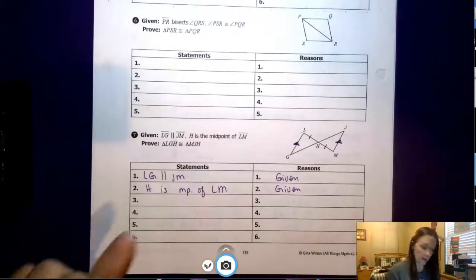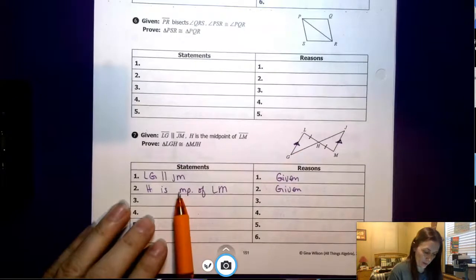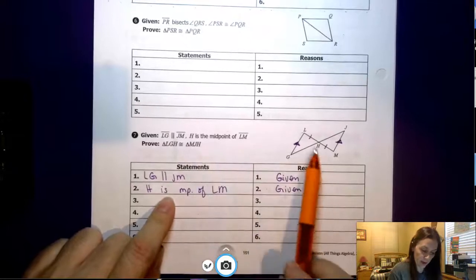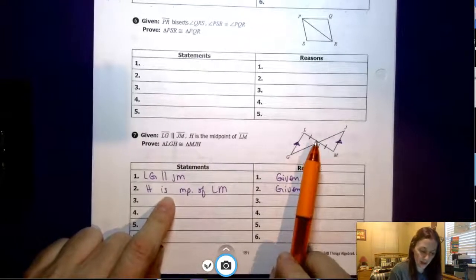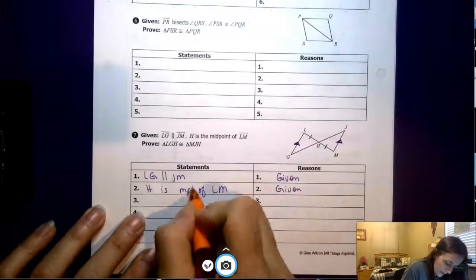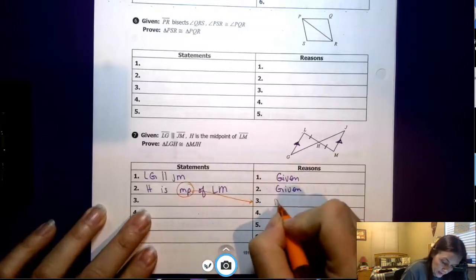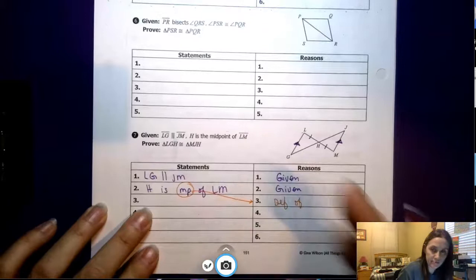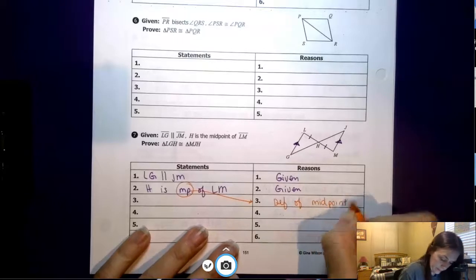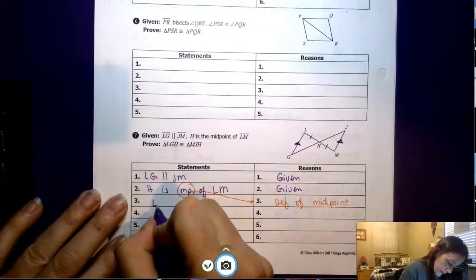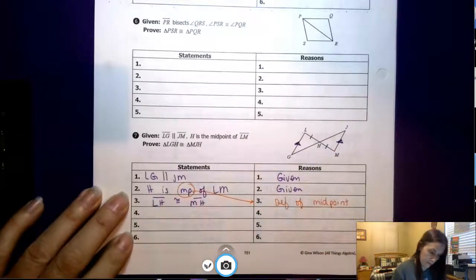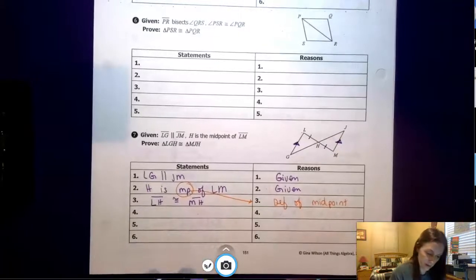We're just going to do number 7 on this page, and I started doing the given already. So these 2 are parallel, and then the second part says H is the midpoint of LM. So if that's the midpoint, I know those have to be equal. So I'm going to go ahead and write those. And every time I have that, I know that the next reason is probably going to be my definition of that vocabulary up above. Definition of a midpoint. So I'm going to say line segment LH is congruent to line segment MH. Mark them.